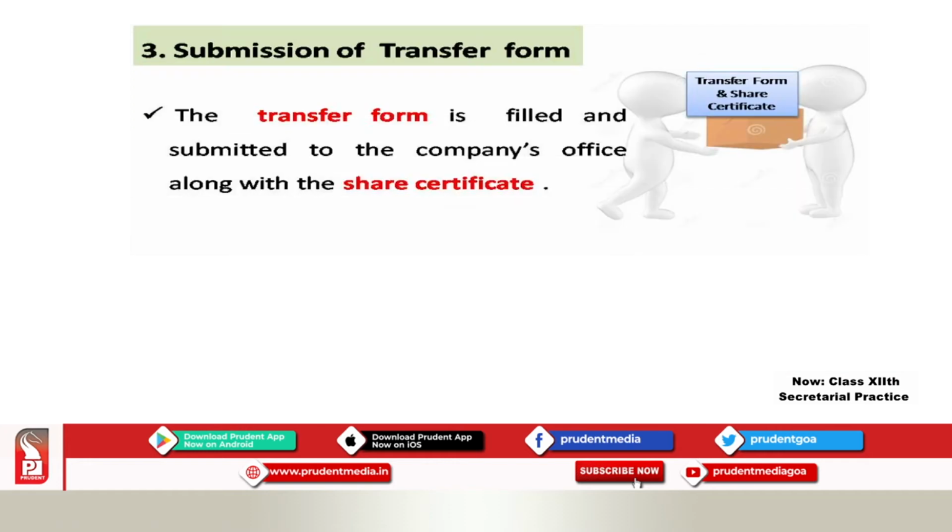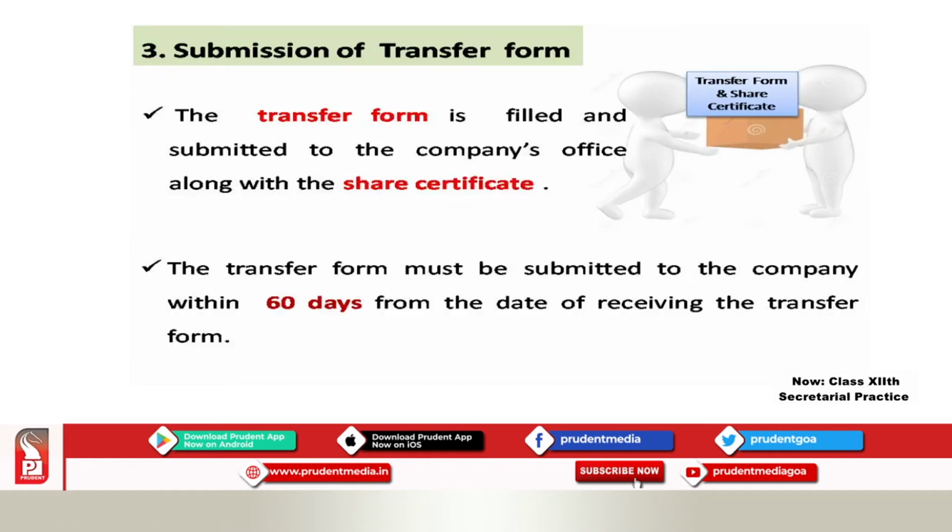Then third point, the transfer form is filled and submitted to the company's office along with the share certificate. As you can see, they both are giving the transfer form along with the share certificate to the company. Now, this transfer form must be submitted within how many days? 60 days of receiving the form from the Registrar of Companies. I told you the transferor and the transferee get the form signed and dated by the ROC, which they fill in and give to the company. So, from that date from which they bring the form from the Registrar of Companies, within a period of 60 days, they have to submit it to the company.